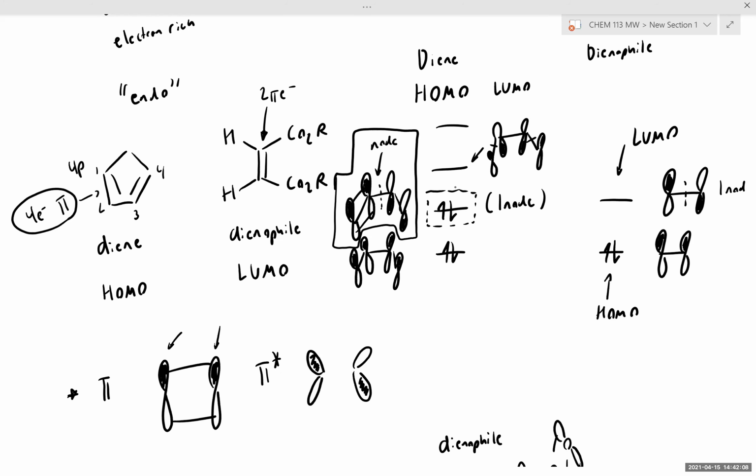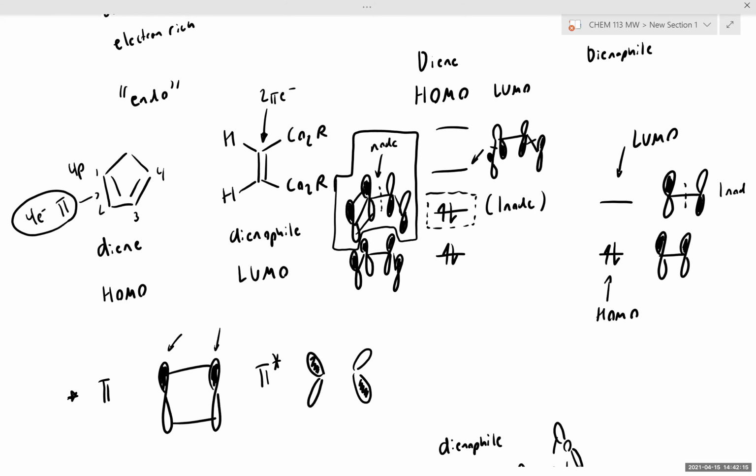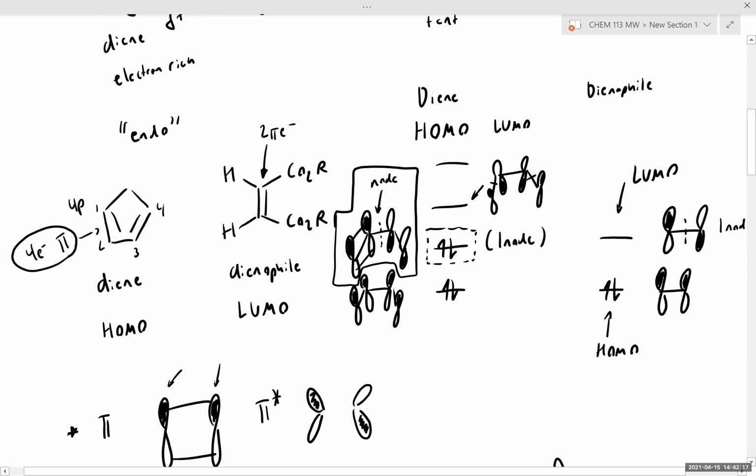Okay, so the highest occupied molecular orbital, or the HOMO, as the name implies, is the highest energy molecular orbital that contains electrons. And as you see, when we fill in our molecular orbital diagram with our 4 pi electrons, the second lowest energy orbital is going to be our HOMO. It's the highest occupied molecular orbital. Does that make sense?